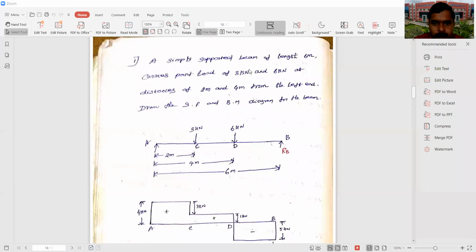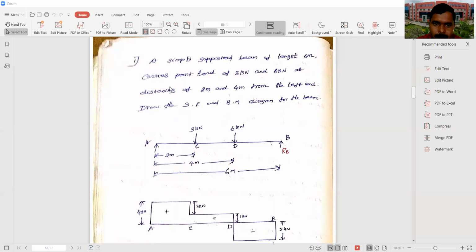Hi, today in this lecture 6, Strength of Materials Unit 2, Shear Force and Bending Moment diagram. In this lecture 6, we will see how to draw the shear force diagram and bending moment diagram for a simply supported beam which is subjected to point loads.